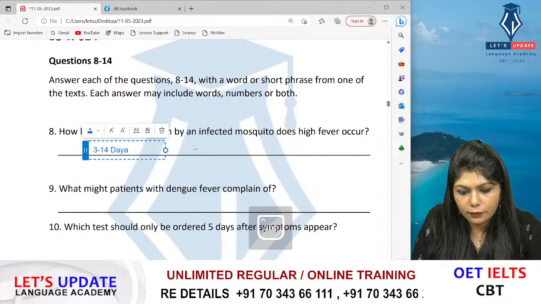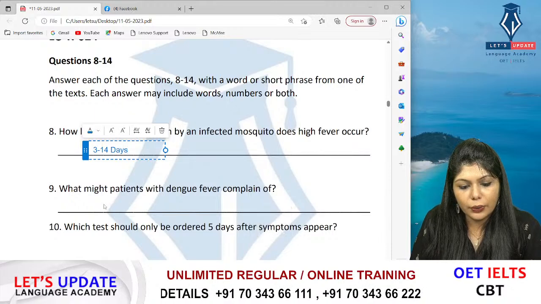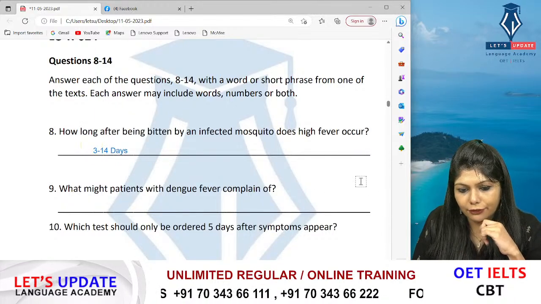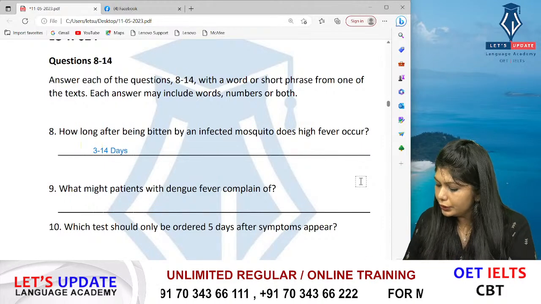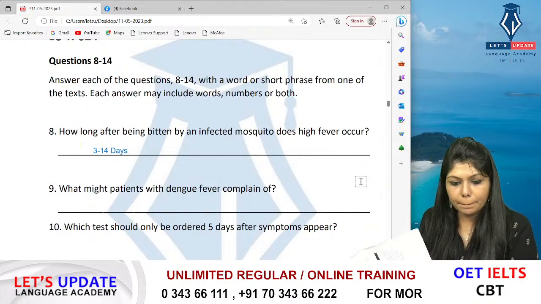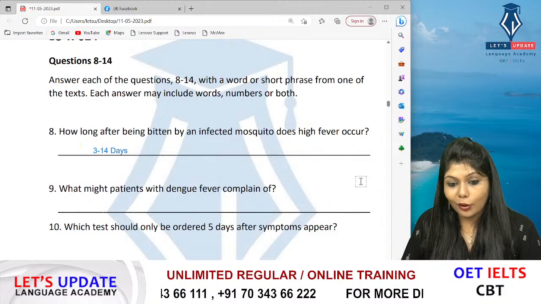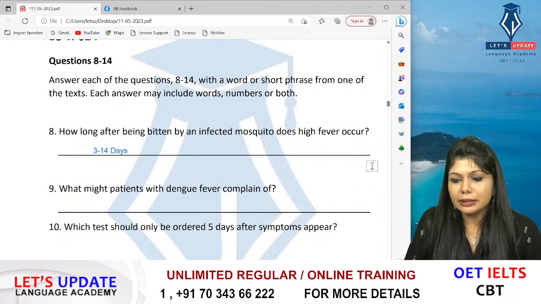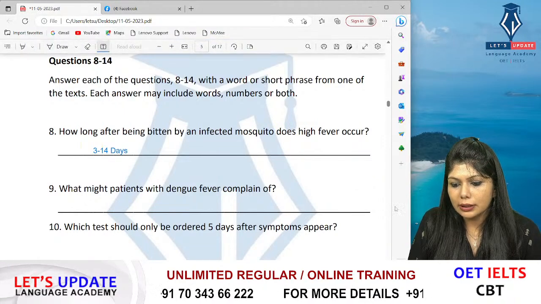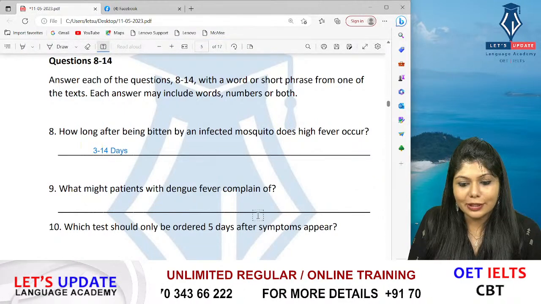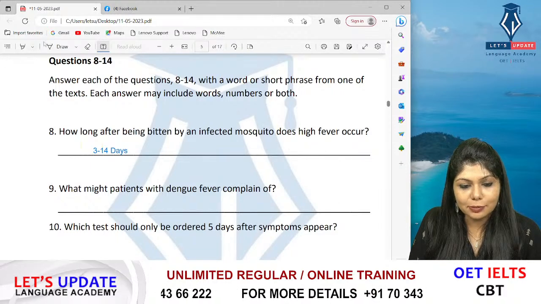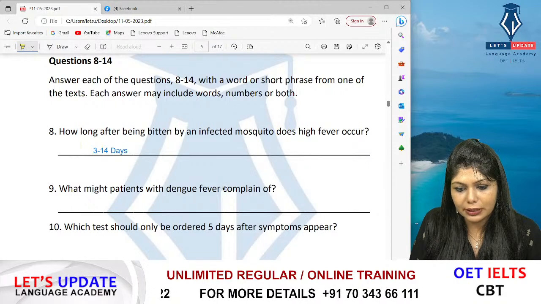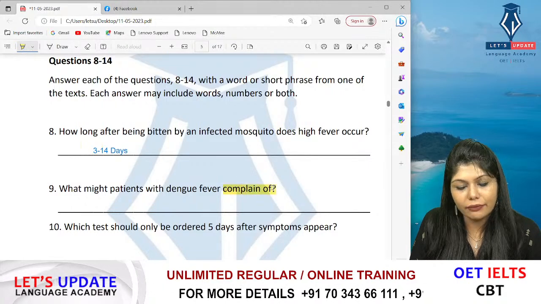Okay, moving on to question number 9. What might patients with dengue fever complain of? They are asking about the signs and symptoms, because usually if a person complains of something, that should be the signs and symptoms of the illness. I'm just highlighting this part of the question because that gives you an idea where this information is from.